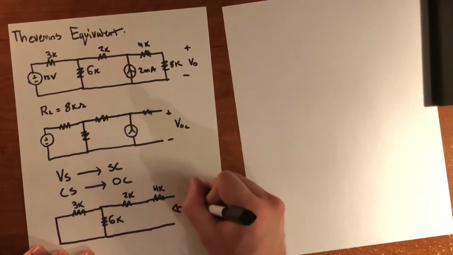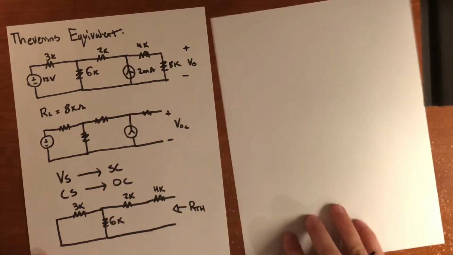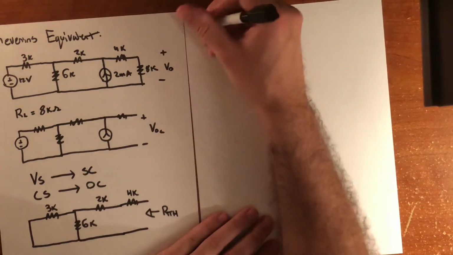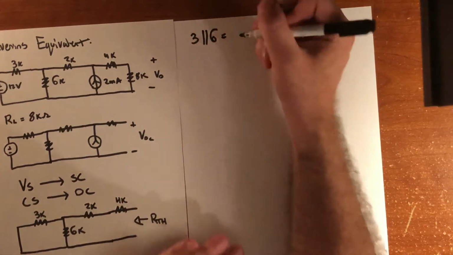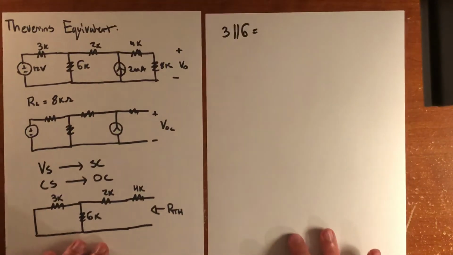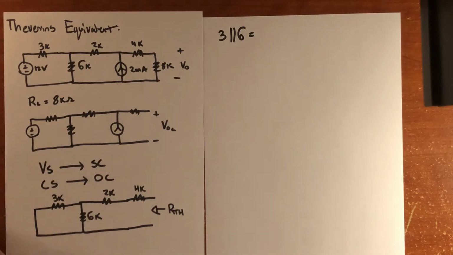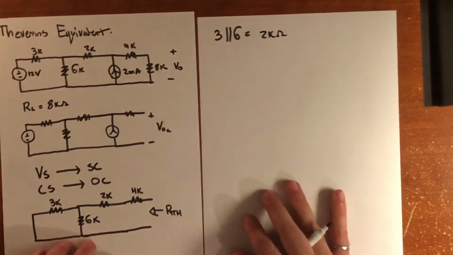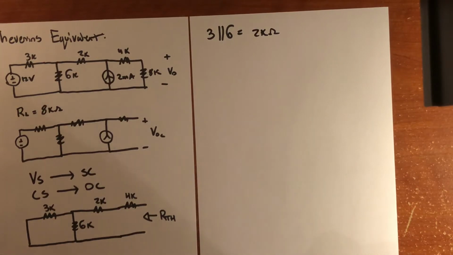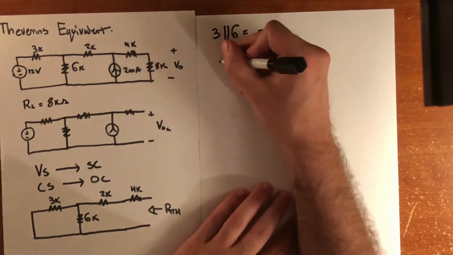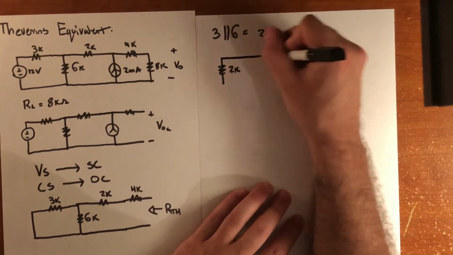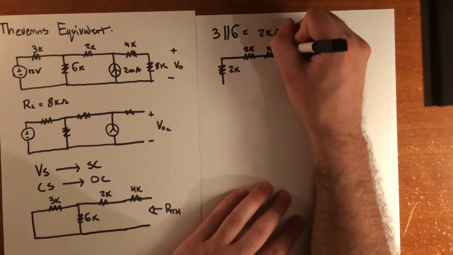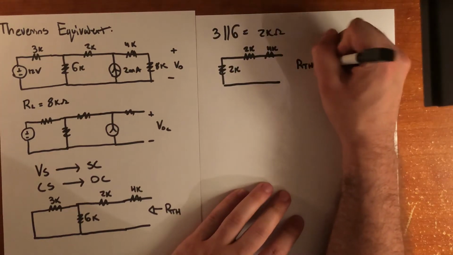Now we want to find the equivalent resistance, we'll say RTH. In order to do that, we can see that 3K is in parallel with 6K. When 3 is in parallel with 6, that equates to 2 kilo ohms. So let's redraw that circuit again. If we redraw this circuit, what we end up with is 2 kilo ohms parallel with 2 kilo ohms, with 4 kilo ohms as well. And we want to find RTH.